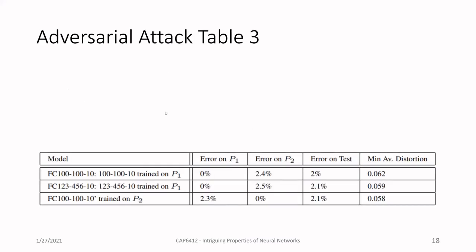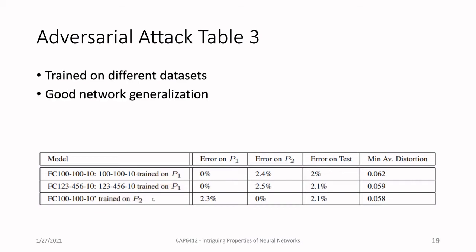For that, they've come up with this experiment. They come up with three different models here, and these three different models are trained on different data sets. P1 and P2 are two different subsets of MNIST, each having 30,000 images. The first model was trained on P1. The second model was trained also on P1, while the third model was trained on P2.